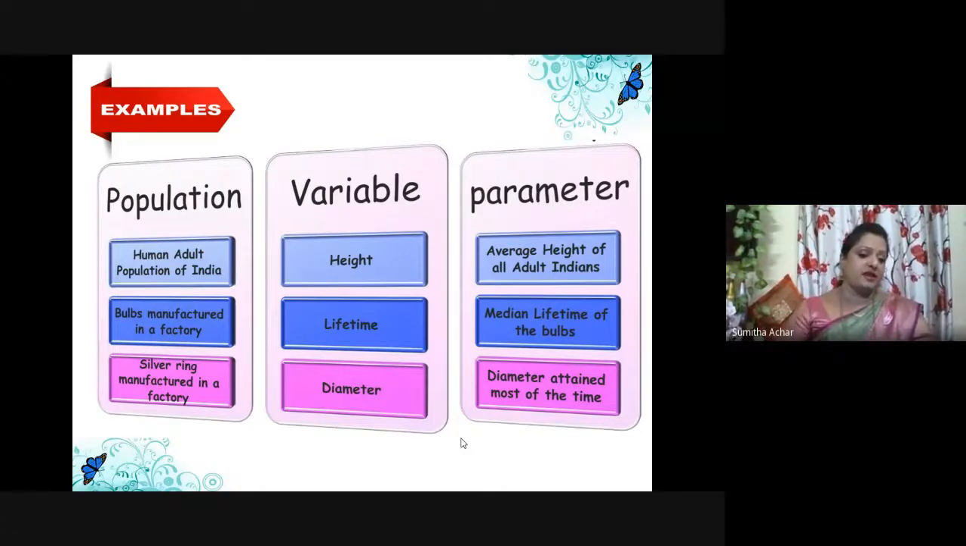Bulbs manufactured in a factory: if I consider them as a population, and I take the variable as lifetime. Why is lifetime a variable? Because it can vary from one bulb to another bulb, right? It is a characteristic which varies from one entity to another entity. So this is called a variable. A parameter would be the median lifetime of the bulbs, or the modal lifetime, where mode is the most frequent life, or an average lifetime of a bulb. All these are nothing but parameters.